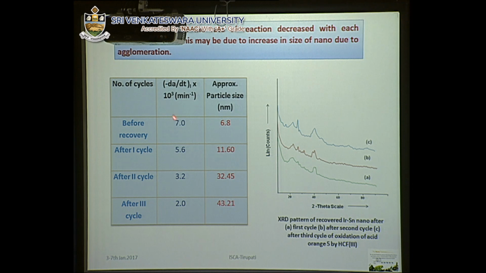This data shows that this is before recovery, this is the rate of reaction, and after first cycle, this rate decreases with the number of cycles, that is from first to third, this rate decreases from 5.6 to 2, and we have determined the approximate particle size by XRD. So this XRD also shows that the particle size increases with the consecutive cycles. This may be due to the agglomeration of the particles.